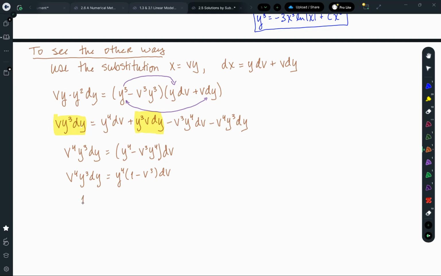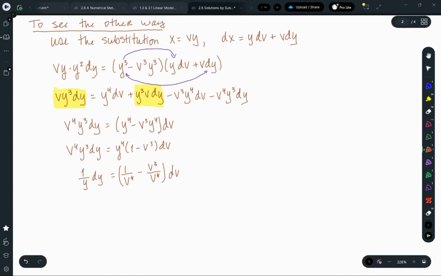That leaves me with 1 over y on the left. And on the right, I have 1 over v to the fourth minus v cubed over v to the fourth. All of this has a dv. A little bit more simplification, but at this point we can go ahead and slap on our integral symbols and then keep working.